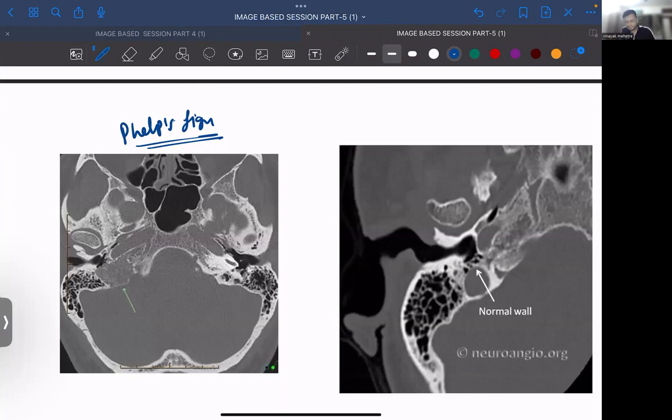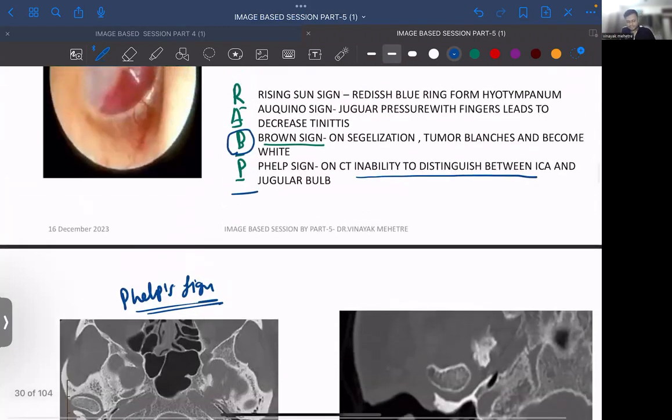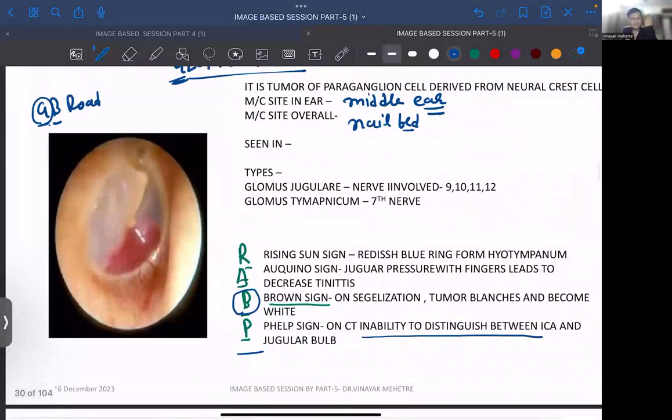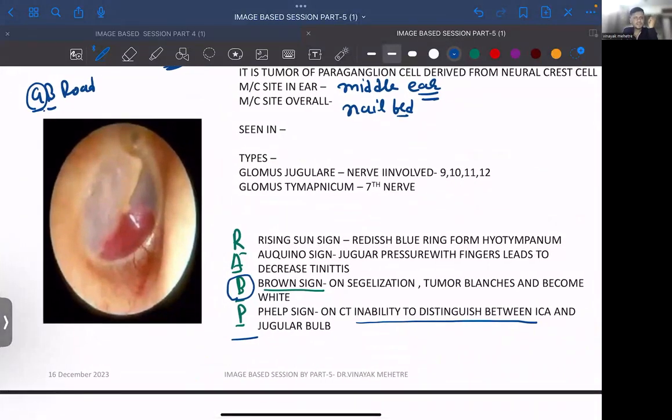ठीक है. ब्राउन साइन क्या है? सीगल स्पेकुलम, जो इमेज हमने देखी थी. राइट. If we will increase the pressure in the canal, this red part will become white. Okay, ये लाल सफेद दिखना चालू हो जाएगा, रीजन प्रेशर आ रहा है उस पे. That is called as brown sign. Okay.